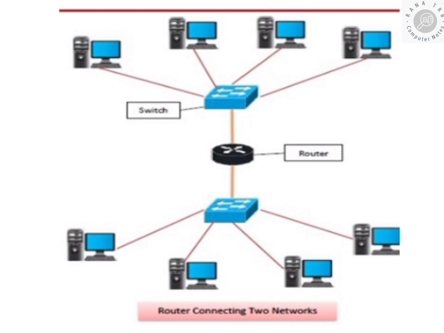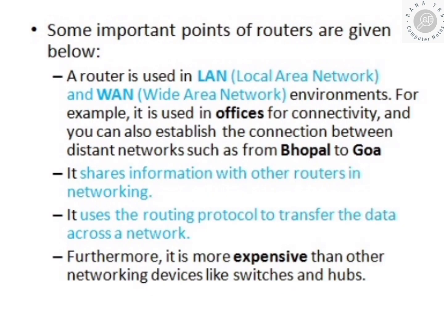This is a diagrammatic representation of how the router connects two different networks. Some of the important points about the router are: this router can be used in both LAN and WAN environments, that is, both local area and wide area purposes. For example, it can be used within an office, and we can also establish a network connection between two states or two countries.